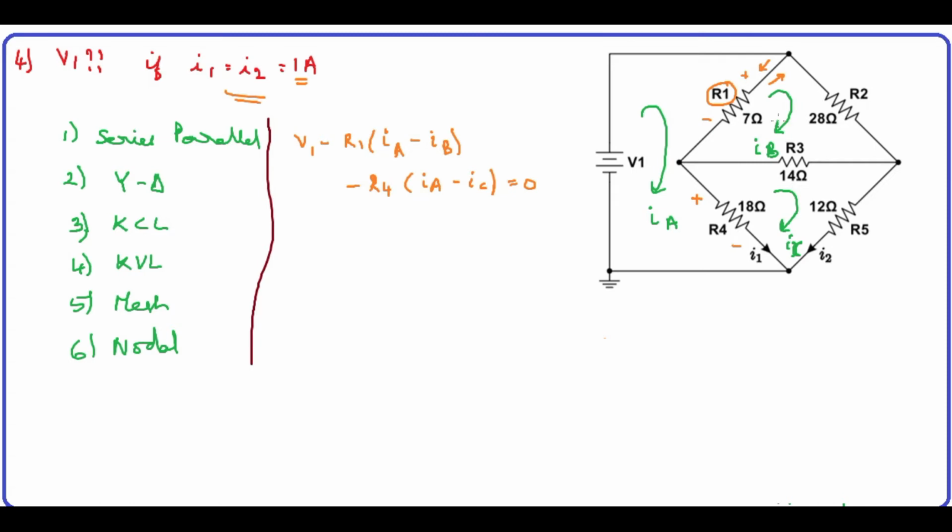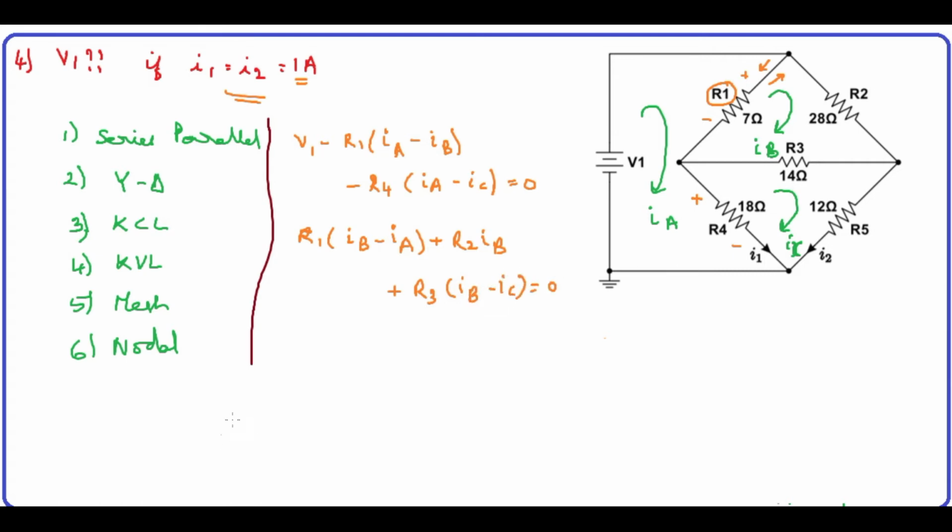Similarly for loop 2, simply we can follow from anywhere, but let me follow this. R1 into, you can write direct values also, so let me see first. R1 into (IB minus IA) plus R2 into IB plus R3 into (IB minus IC) equal to 0.